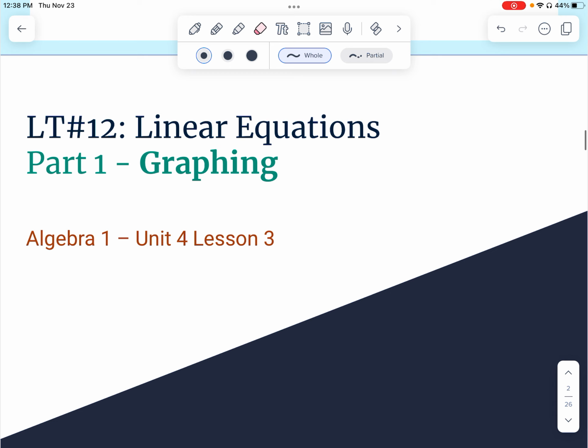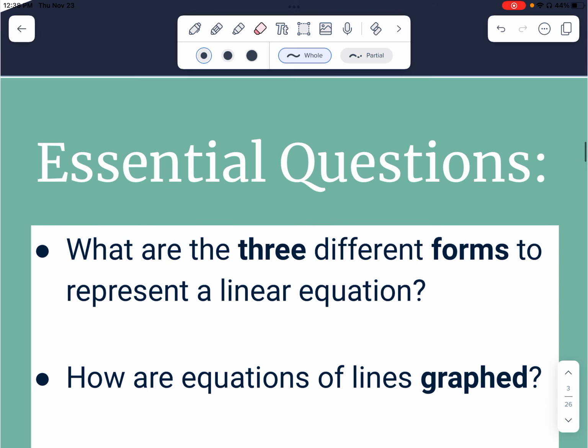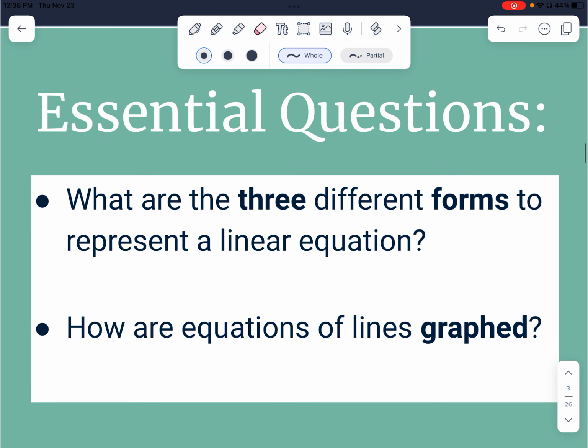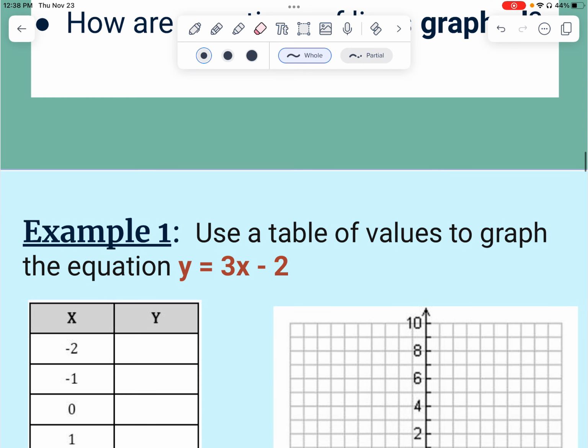So this is Learning Target 12. This is lesson 4.3, part 1. Part 1 is all about graphing. Part 2 will be focused on writing equations. So our central questions for this lesson are: what are the three different forms to represent a linear equation? And then how are equations of lines graphed? And again, we're going to focus in on graphing for this lesson.